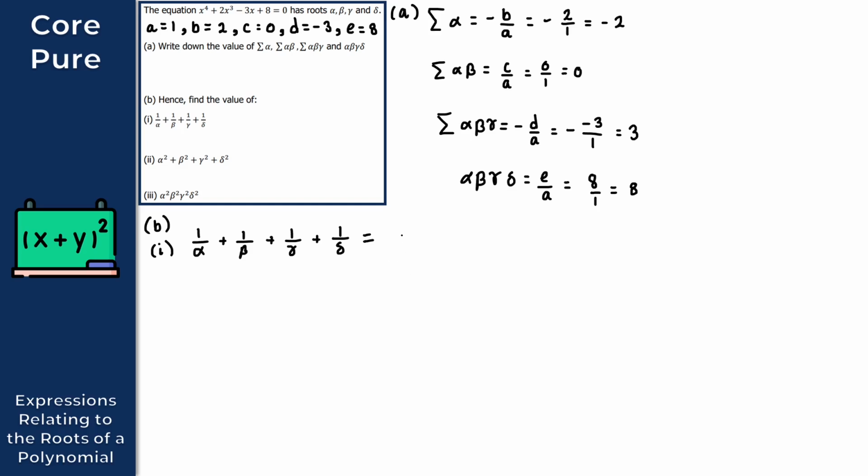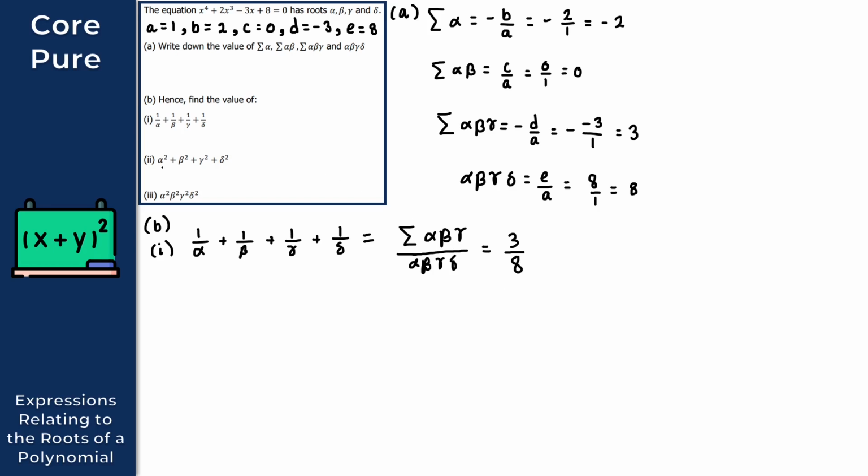So again, this will give us a fraction here. So for the numerator then, that will be this expression here, so sigma alpha beta gamma. So we get sigma alpha beta gamma here. And this is all over then alpha beta gamma delta here. Well, we know the value of both of these expressions here then. So for the numerator, that's equal to 3. Then for the denominator here, that's equal to 8. So we get 3 over 8 there for the first part of part B.